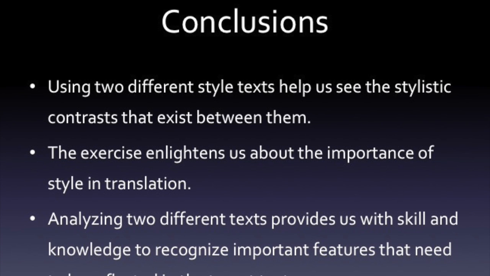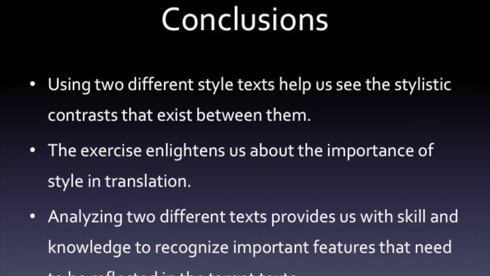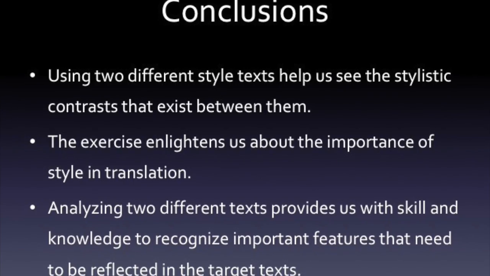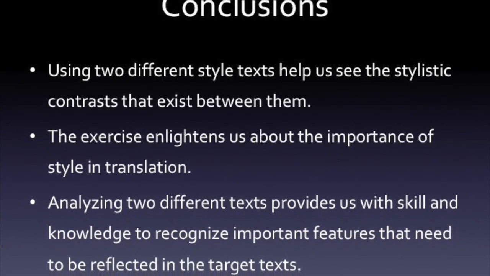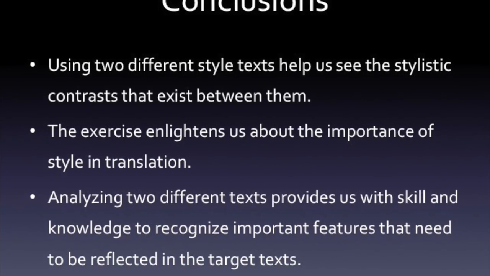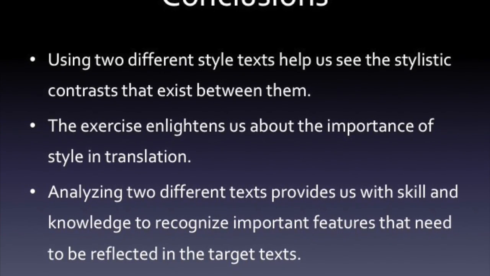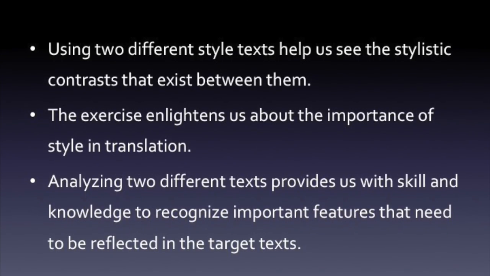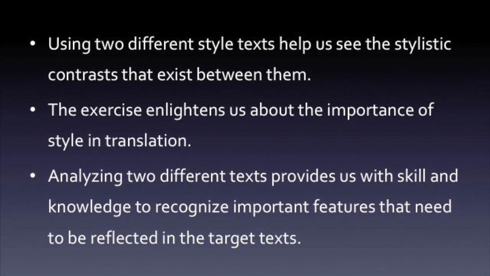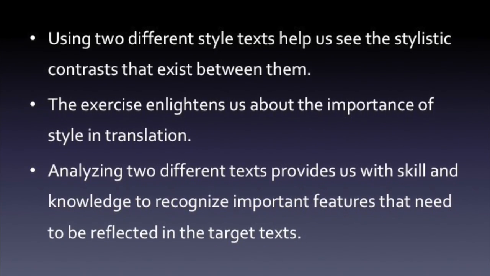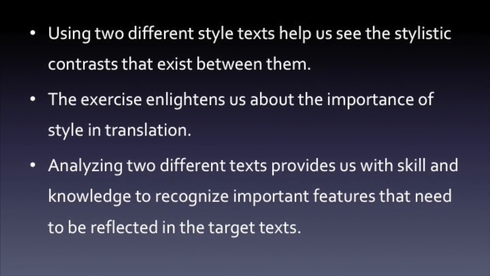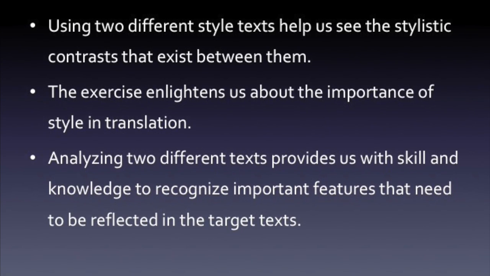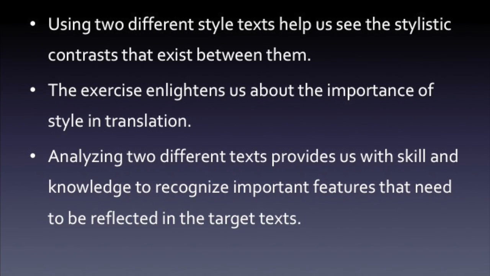Conclusions. Working with two different style texts helps us visualize the contrasts and differences between each style and genre. The exercise also gives us knowledge and experience with the differences that exist between two texts that deal with the same topic. The analysis of these two different texts provides us with the skill and knowledge to recognize important features that need to be reflected in the translation. This, of course, helps us to place the text in the right context, which will create a better translation in the end.